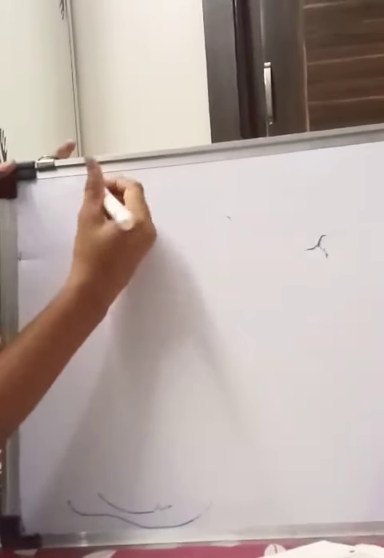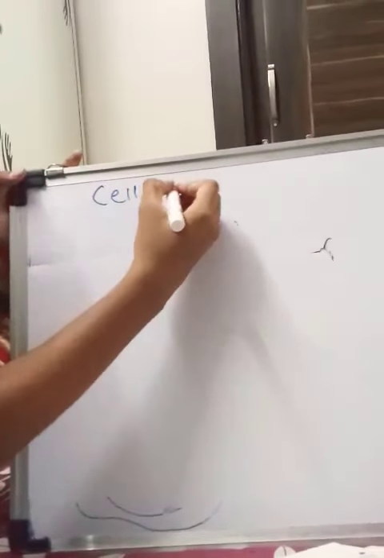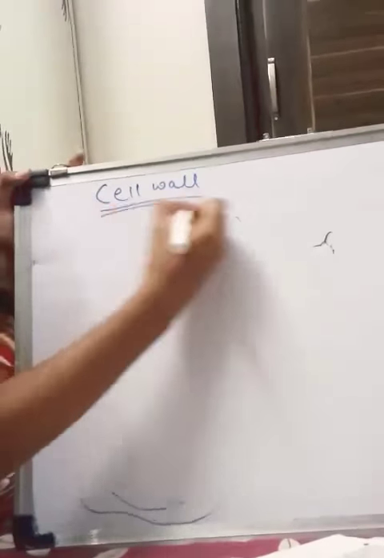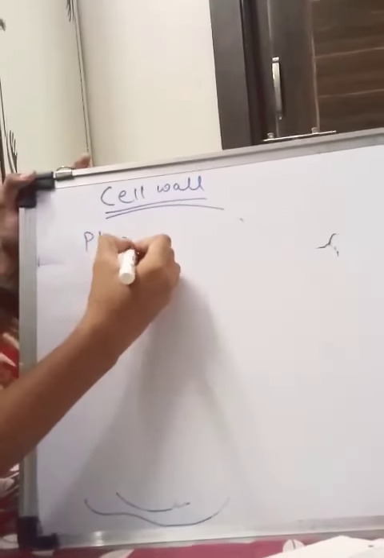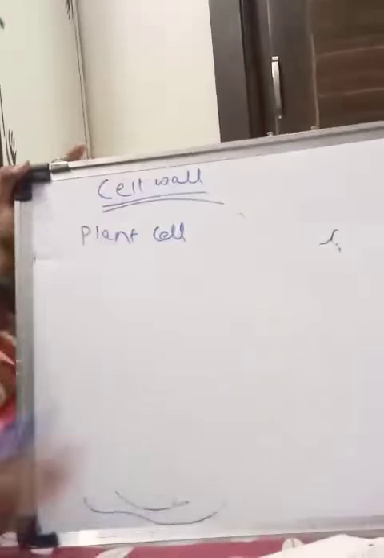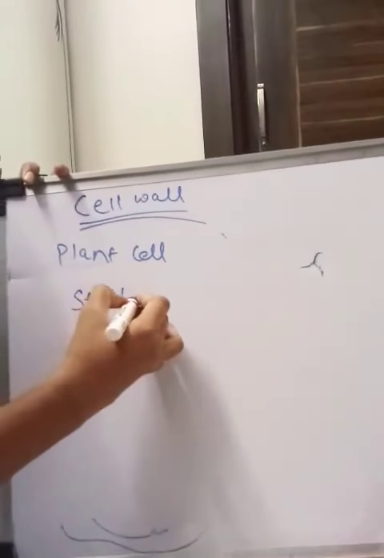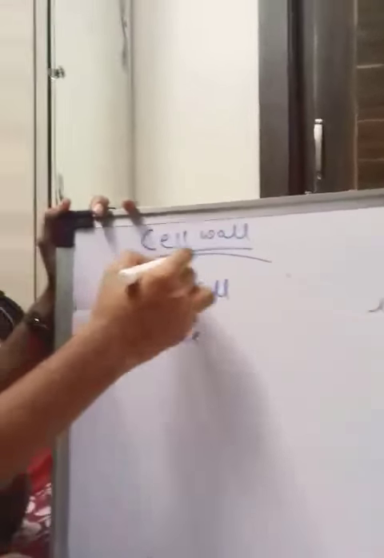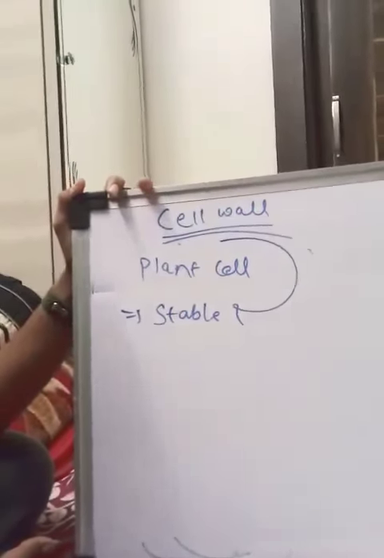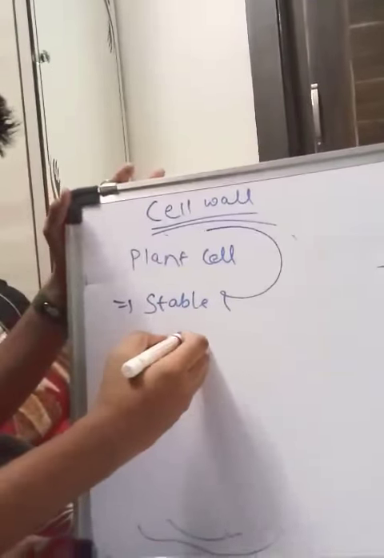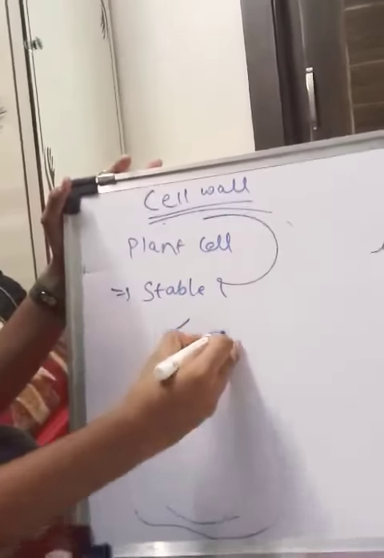Then comes the cell wall. It is only present in plant cells. Why? Because plants are stable, so to protect them the cell wall is present. Then imagine that this is a cell.